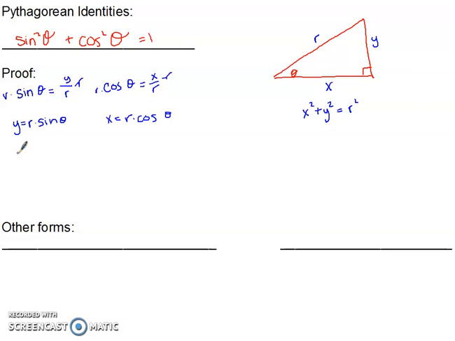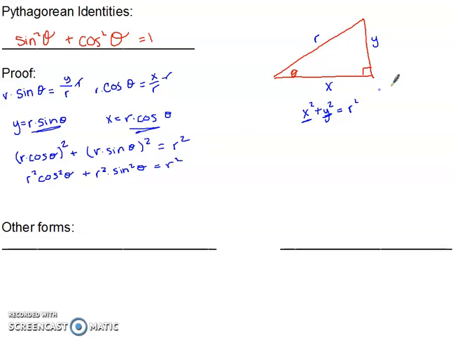Now bringing my trig into it, I know that my x is r cosine of theta, so r cosine of theta squared, plus my y, which is r sine of theta squared, is equal to r squared. So again, all I did is I substituted x and y for the values of x and y using my trig functions. Simplifying then, I've got r squared cosine squared theta, and that's just multiplying r cosine times r cosine, plus r squared sine squared theta is equal to r squared.